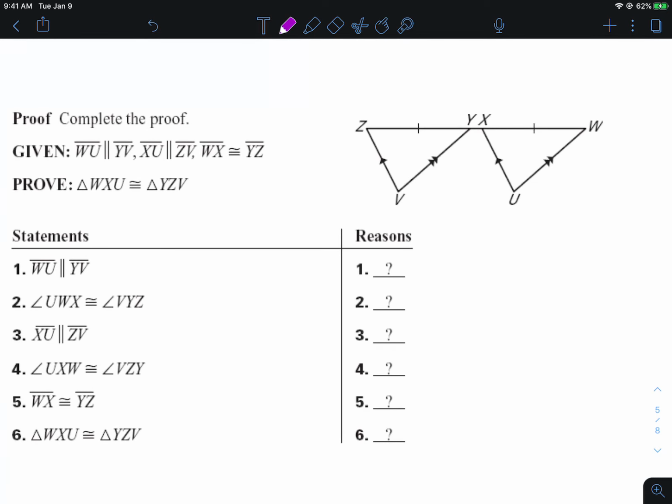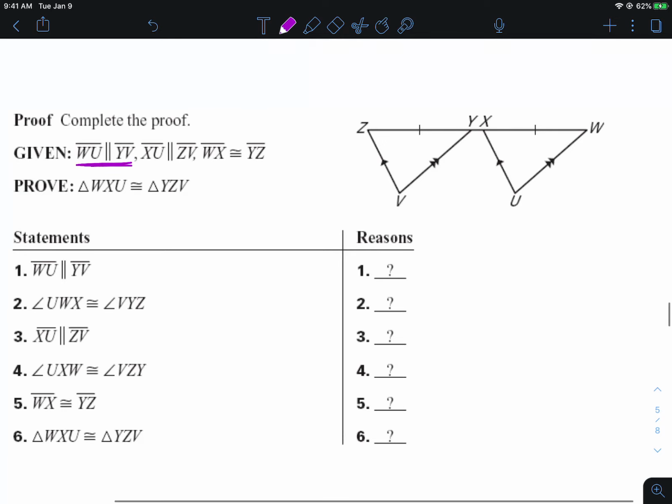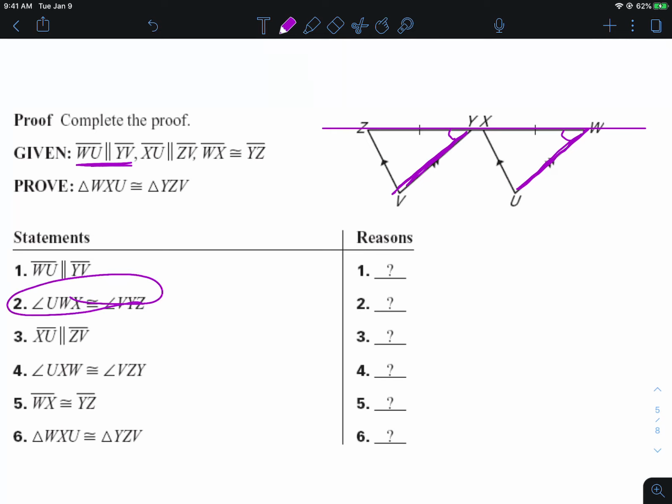We have 2 different pairs of parallel lines. So the first one here, and I'm going to color code these because there's a lot of parallel lines. So you got WU is parallel to YV, so that's these 2 lines right here. They put the 2 triangle markings on those for the parallel lines. Now, since you have a common transversal right here, we can say that these pairs of corresponding angles are going to be congruent, and that's going to be step 2 right there.